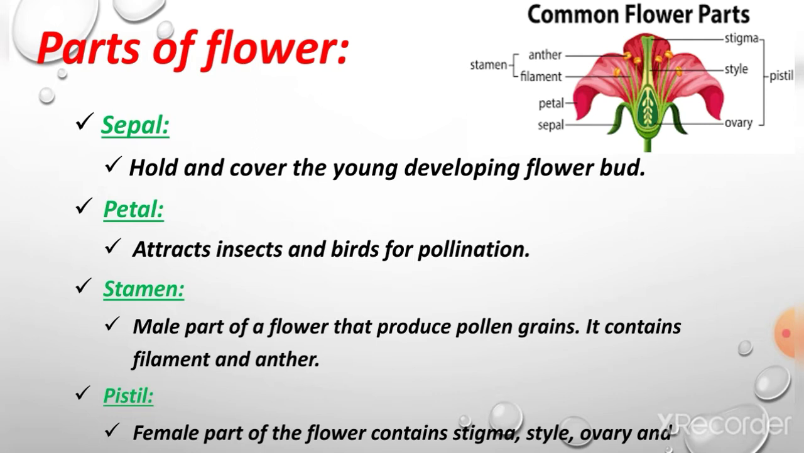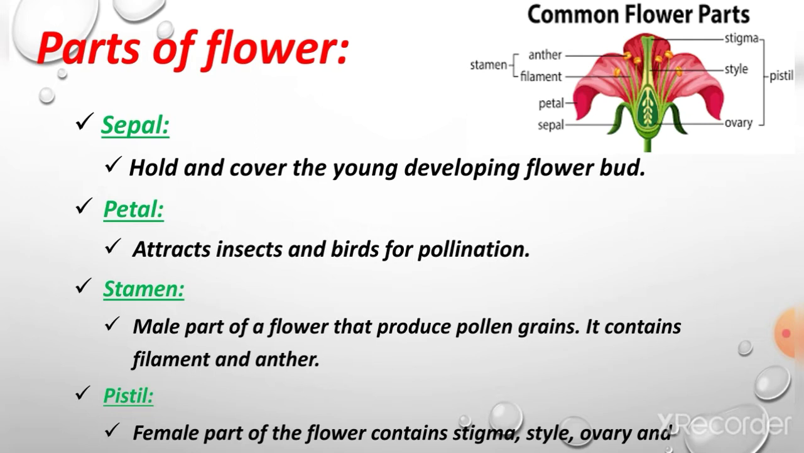So many varieties of colors are there. These different colors are called petals. The main function of the petal is to attract insects and birds for the pollination process. I'll tell you what pollination is later.